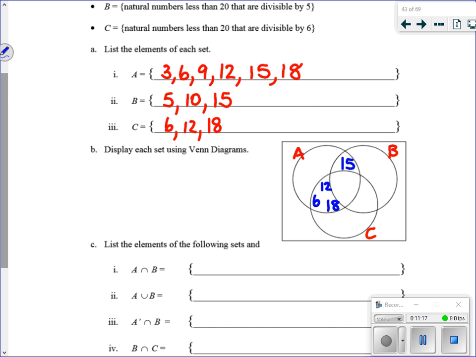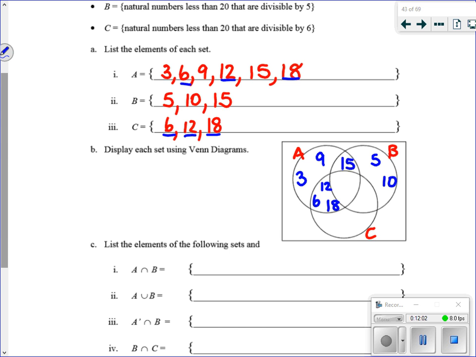So what numbers would be elements of set A only? 3, yeah. 9, and that's all. Okay, what about set B only? 5 and 10. Yeah. And set C only? Right, none, because all the elements of set C are also elements of set A. In other words, set C is a subset of set A, isn't it? All of its elements are elements of set A.